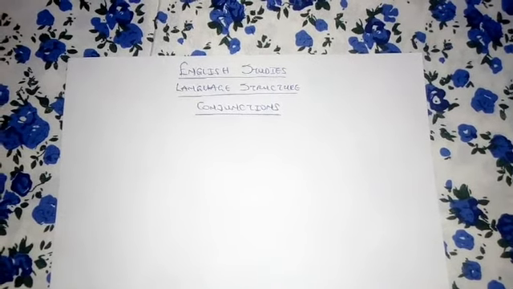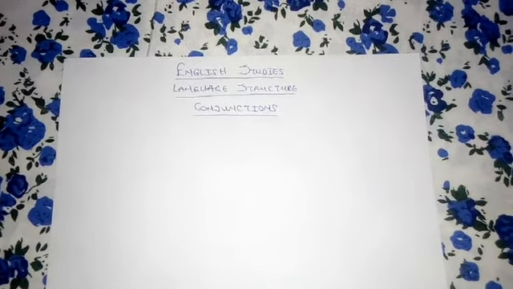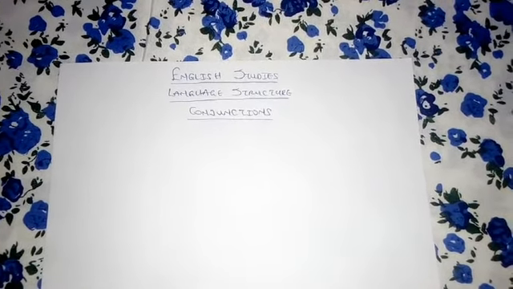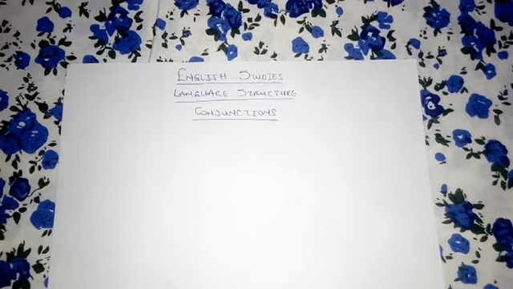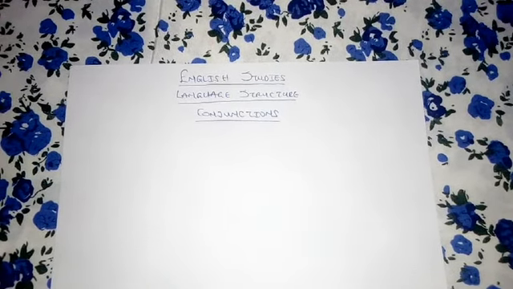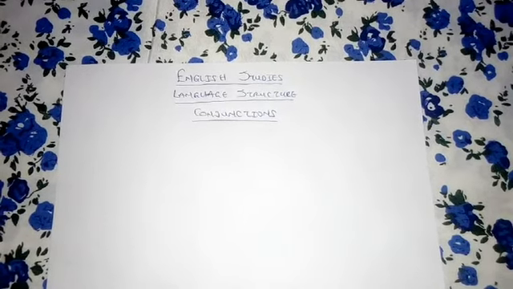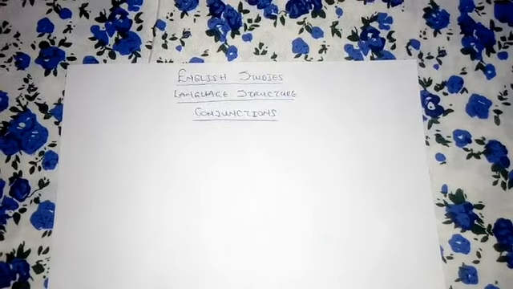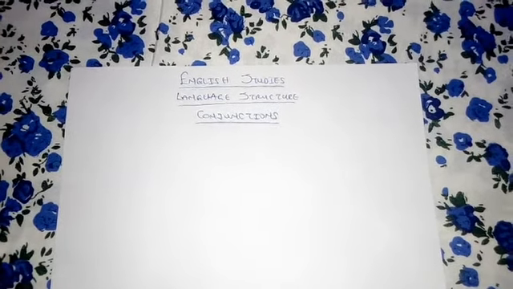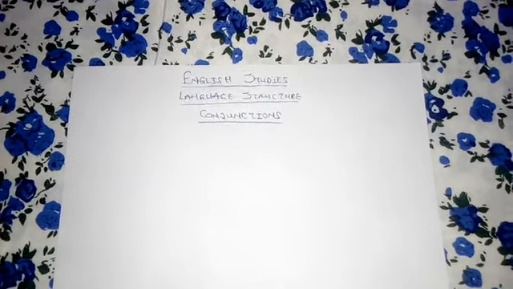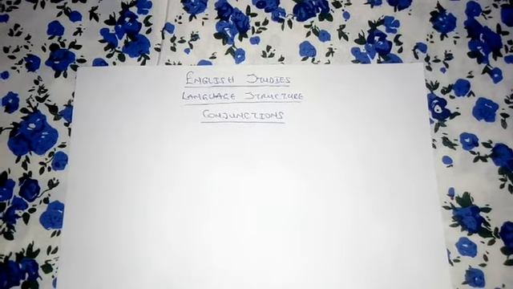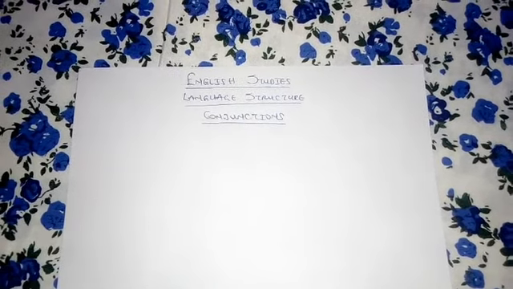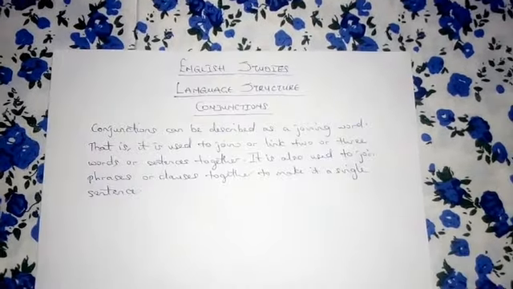Our topic for today is conjunctions under the theme language structure. Before I go into full details of today's lesson, I'd like to mention some of the behavioral objectives. That is, at the end of this lesson, students should be able to define conjunctions, explain the types of conjunctions, give examples of each type of conjunction, and lastly, make correct sentences using conjunctions.